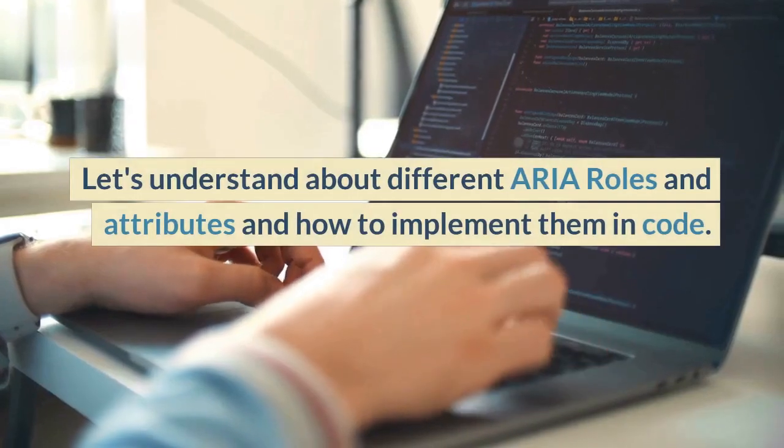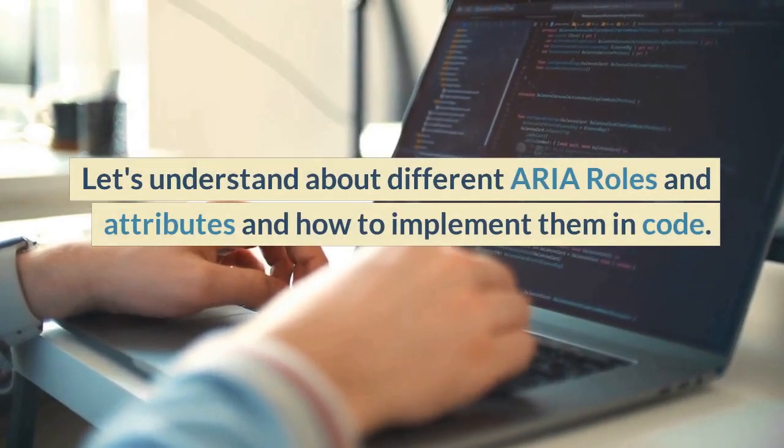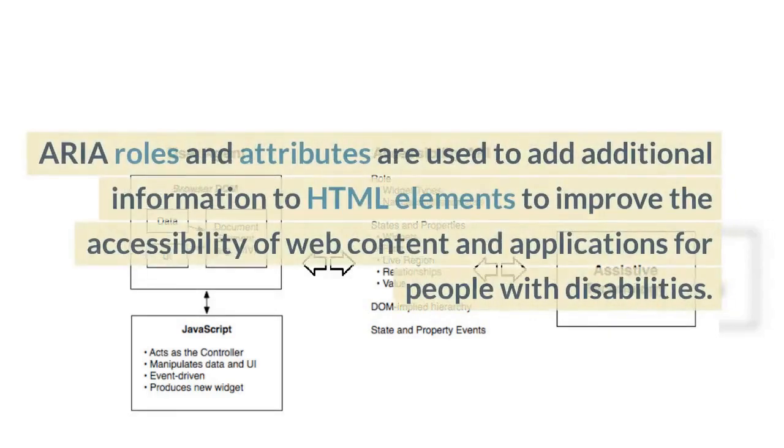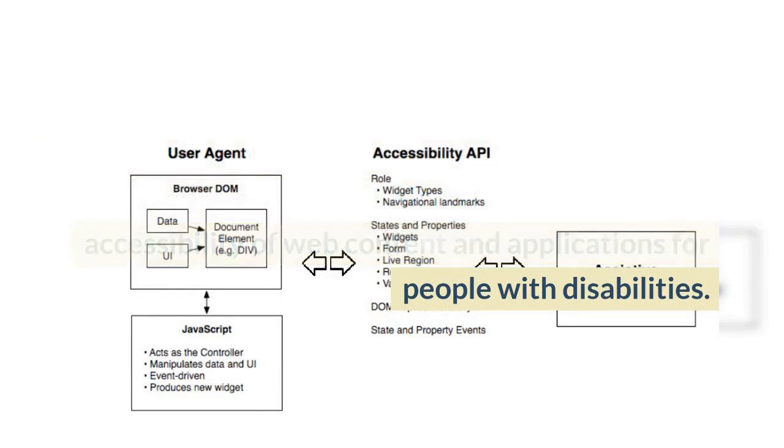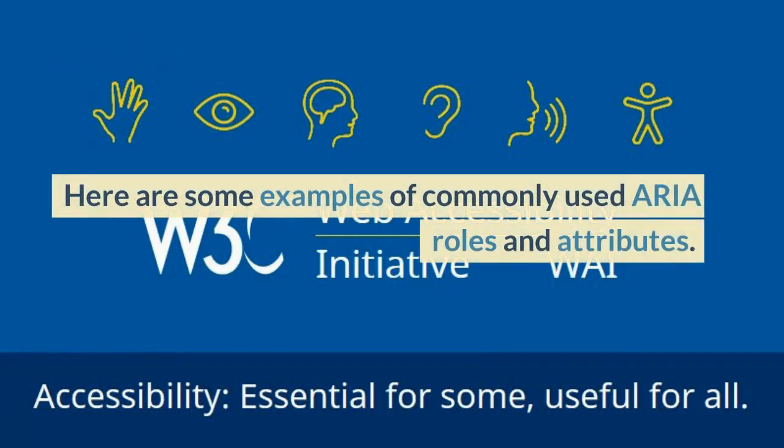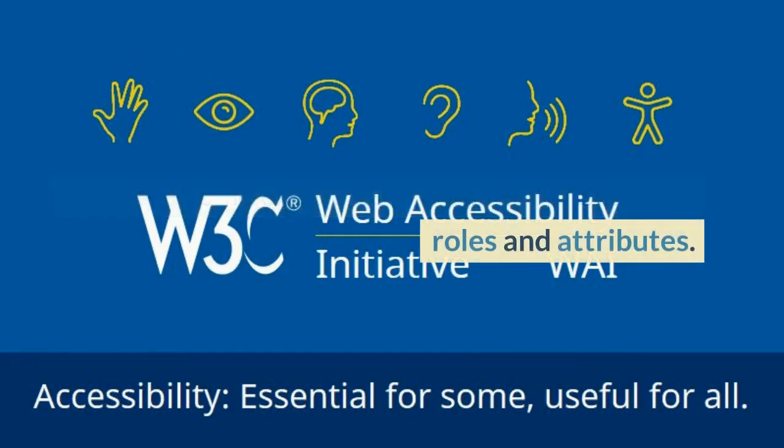Let's understand about different ARIA roles and attributes and how to implement them in code. ARIA roles and attributes are used to add additional information to HTML elements to improve the accessibility of web content and applications for people with disabilities. Here are some examples of commonly used ARIA roles and attributes.